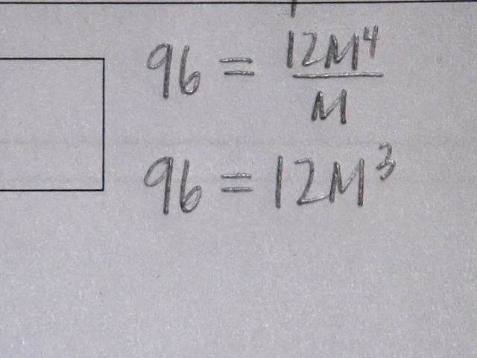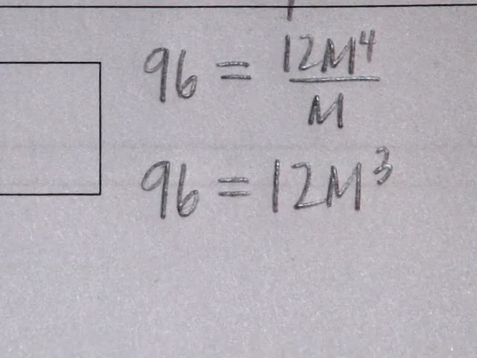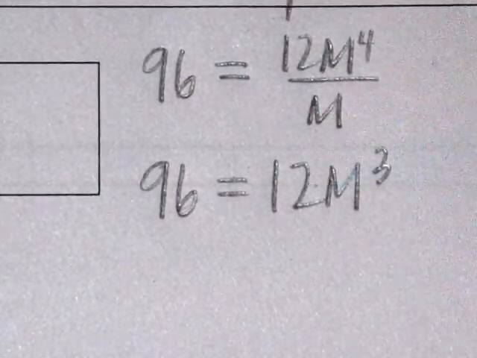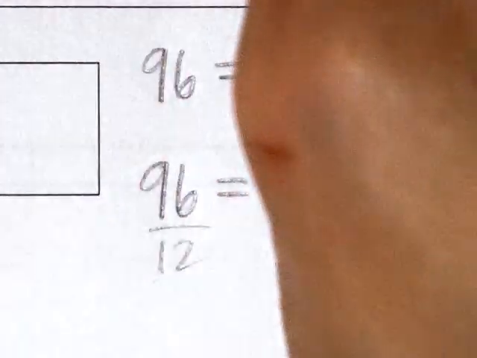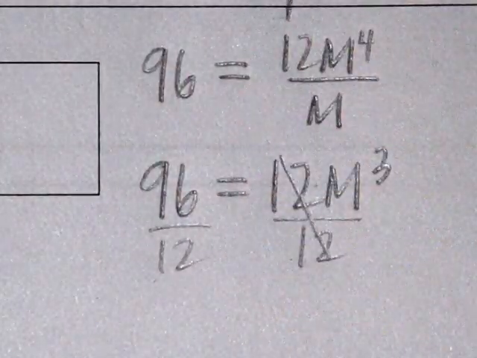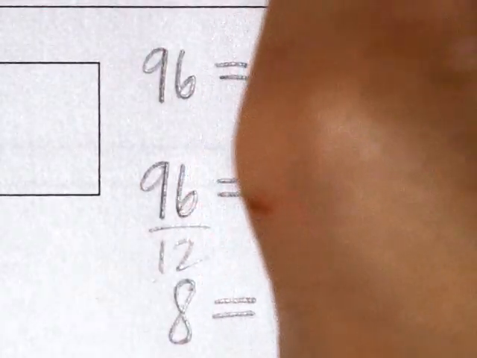And now let's see if we can solve that. How would this look if I wanted to solve? If I wanted to get m by itself, I could get rid of the 12. It's currently multiplying, so I can divide it to the other side. 96 divided by 12, if you have a calculator, is 8 equals m cubed.